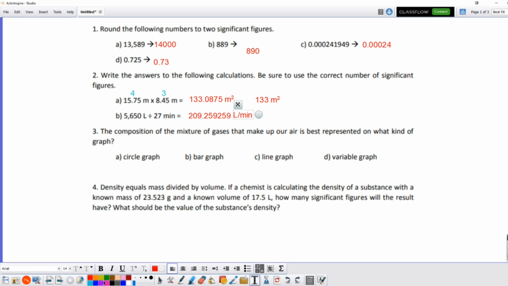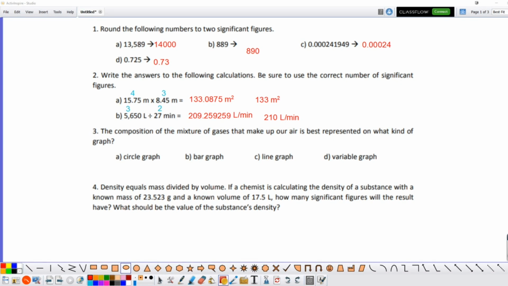But how many sig figs are there in each of these numbers? In 5,650, that first 5, the 6, and the second 5 are significant, but this last 0 is not. So we have 3 sig figs here, and 27 has 2 sig figs. So what's my lowest amount? 2. Therefore, my answer can only have 2 sig figs. If I round this out, I get 210 liters per minute. So these are the correct answers for number 2: 133 and 210.